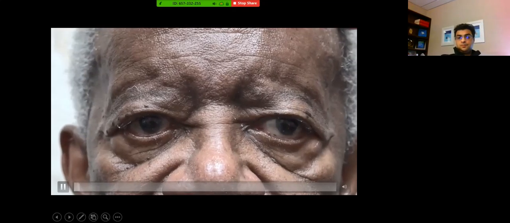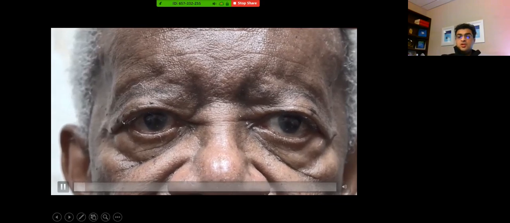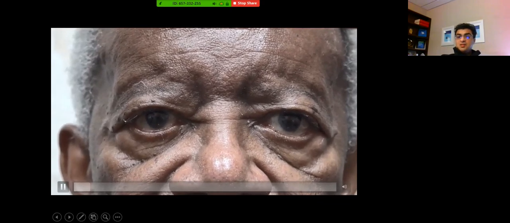Finger. Keep looking at it. So you see this dissociated nystagmus on the left side? Look at the camera. Look at my finger. Keep looking at it. Look at the camera. Now looking to the right side. Here. Keep looking at it. Look at the camera.